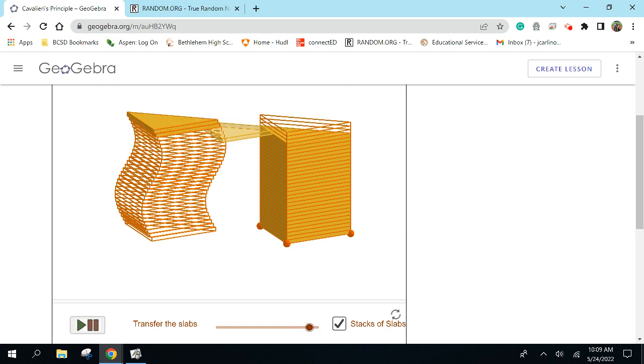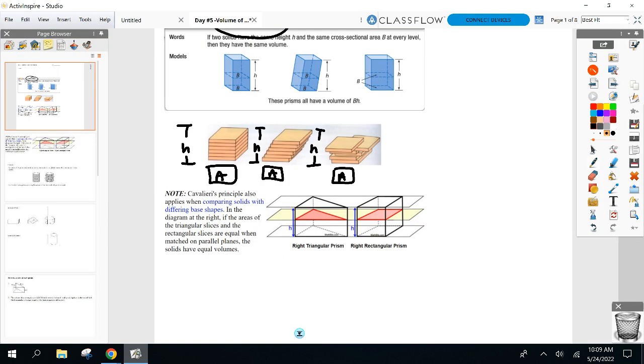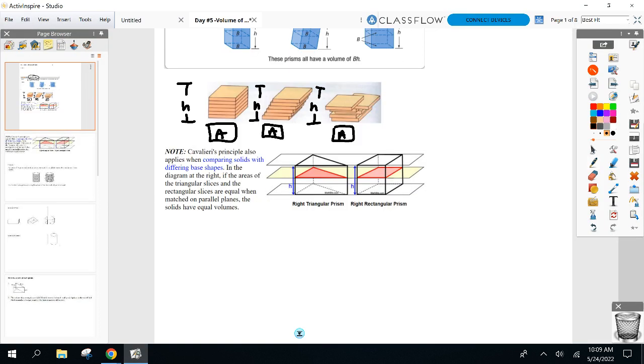And we don't need to go back and forth. And then finally, it still works even if they're not the same shape. I've been dealing with same shapes up here. This is a triangular prism. This is a rectangular prism. They have the same volumes. Why? Same height.